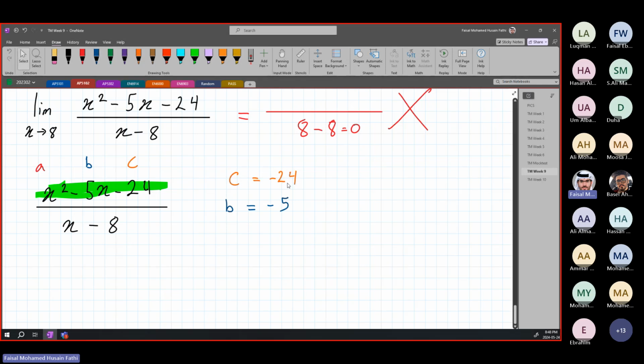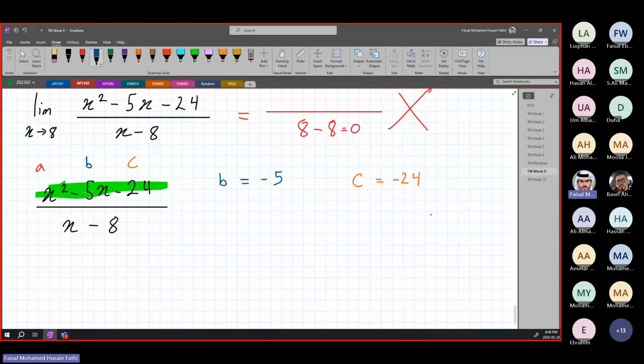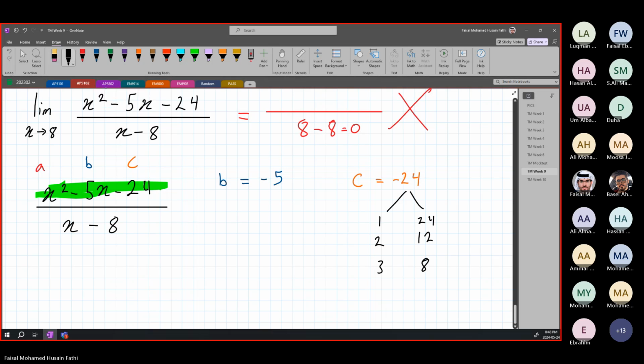The way of factorizing this is you put your B on the side here, and you look at C. You look at all the numbers that you can multiply to get 24. 1 and 24, 2 and 12, 3 and 8, 4 and 6, sorry, that's 4 and 6. And that's pretty much it. So these are the numbers that you can multiply together and get 24.